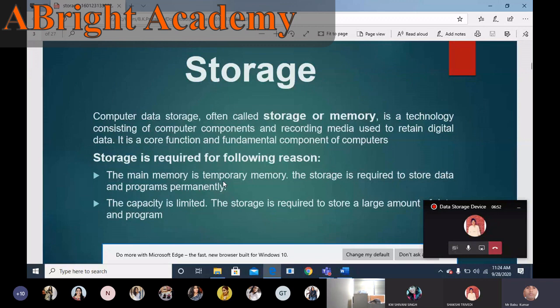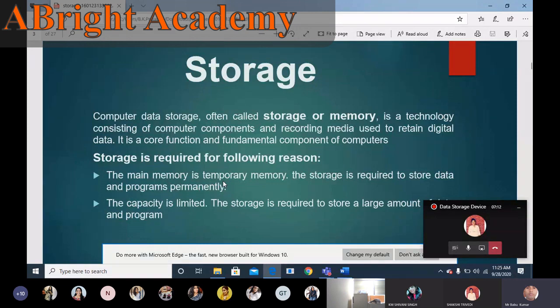Storage. Computer data storage, often called storage or memory, is a technology consisting of computer components and recording media used to retain digital data. It is a core function and fundamental component of computers.